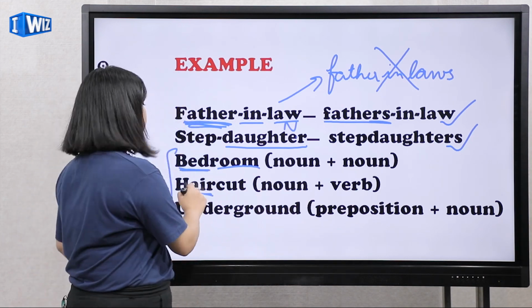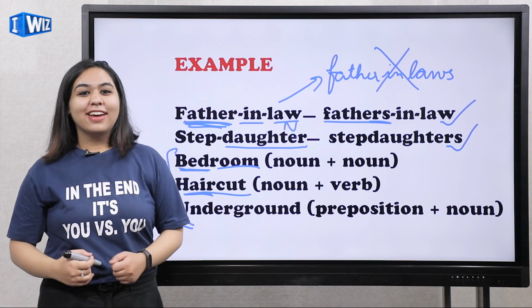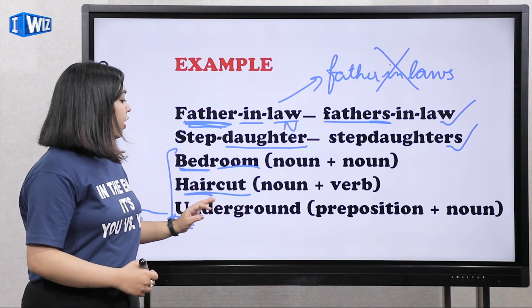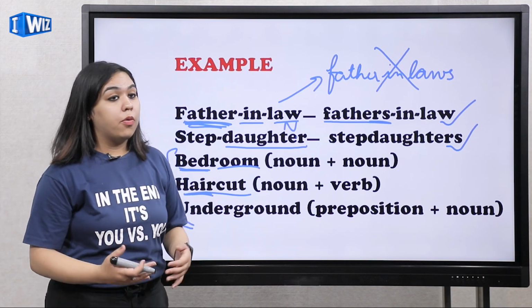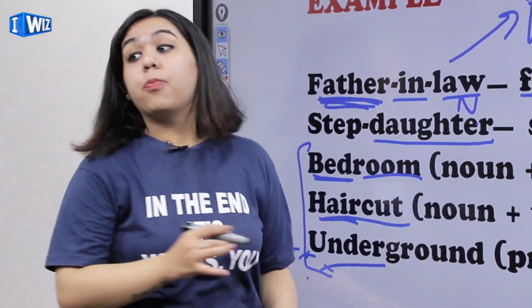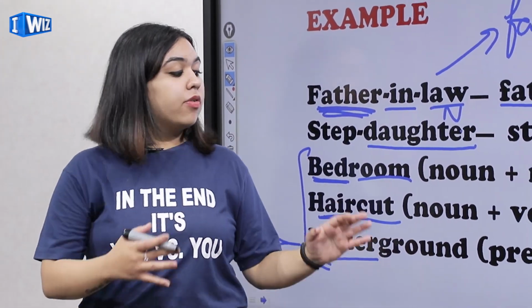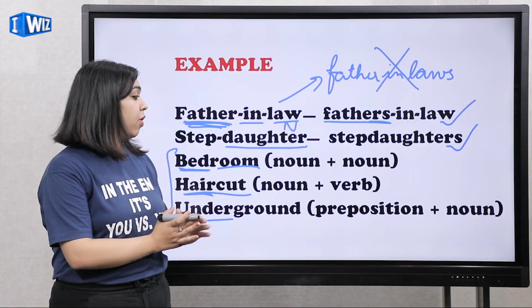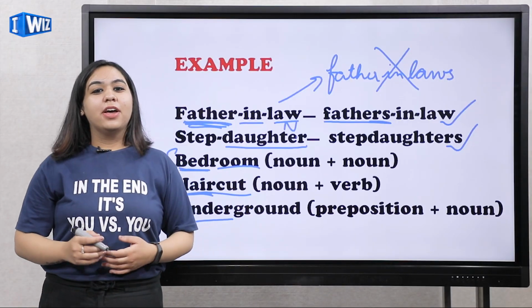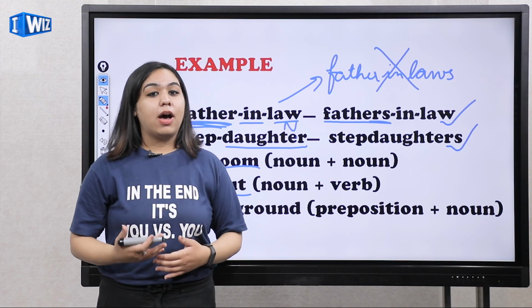I made a word, haircut. Okay, I hope it's clear to you. Now, another word is underground. Under, yes, it's a preposition. Ground, it's a noun. So underground is a compound noun that is made up of preposition plus noun. So this is how you can make compound nouns.